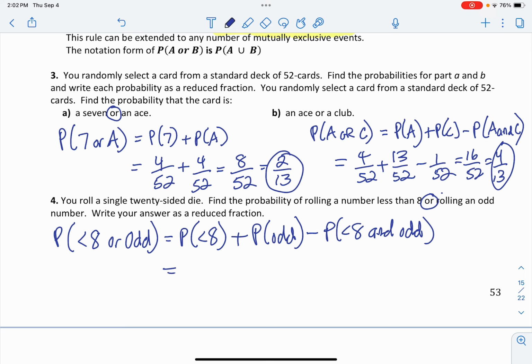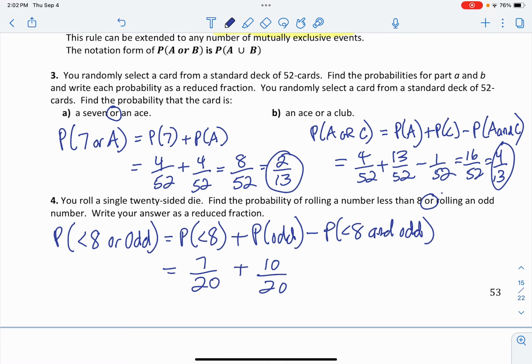Okay, probability of less than 8. How many numbers are less than 8? There's 7 of them, right? 1, 2, 3, 4, 5, 6, 7, not including 8. So that's 7 out of the 20. How many odd? 1, 3, 5, 7, 9, 11. Okay, well, I think there's 10 of them altogether, right? Half of the numbers from 1 to 20 are odd.